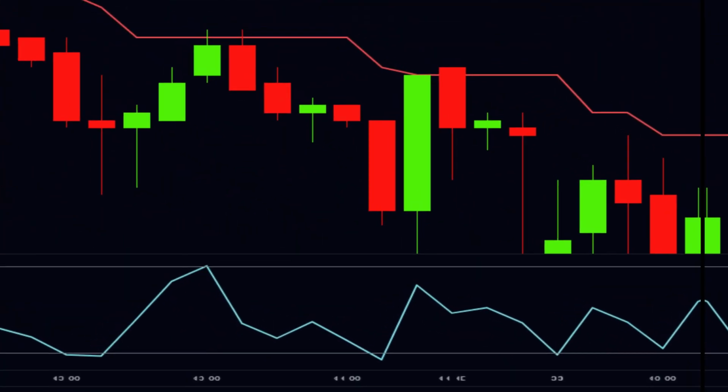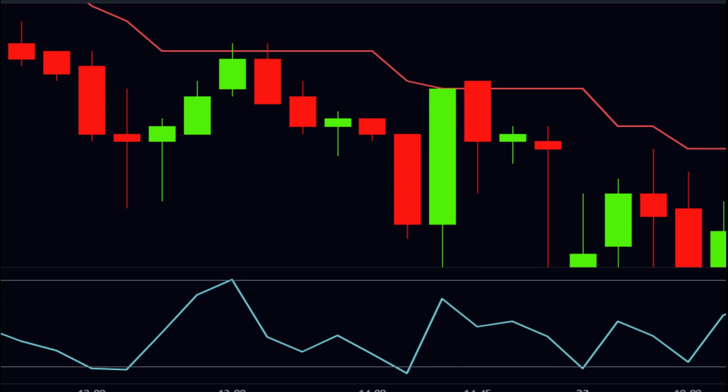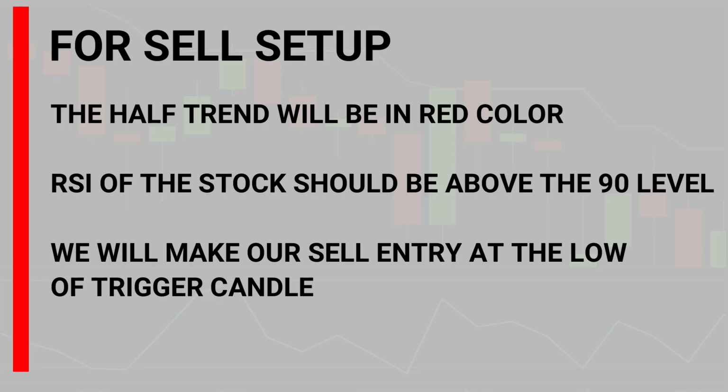Now let us see an example for the sell setup. During the sell setup, we will enter when the half trend will be in red color and RSI of the stock should be above the 90 level. We will make our sell entry at the low of trigger candle.